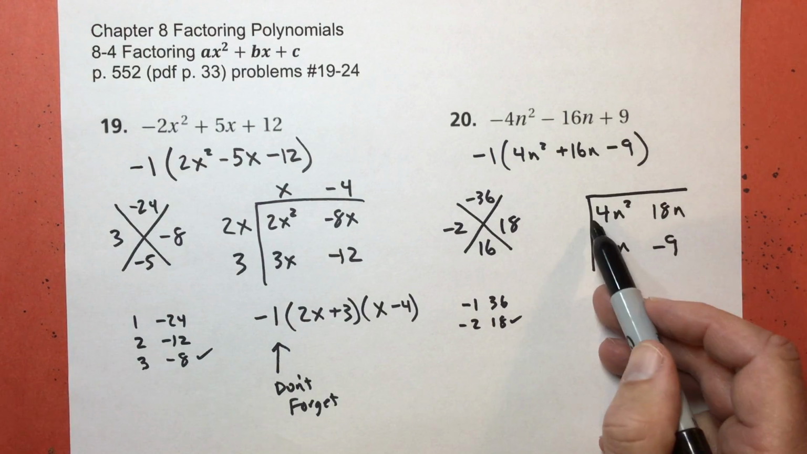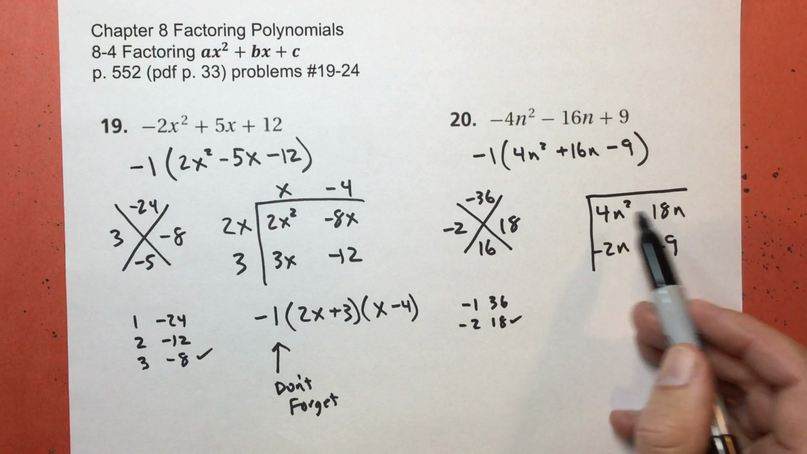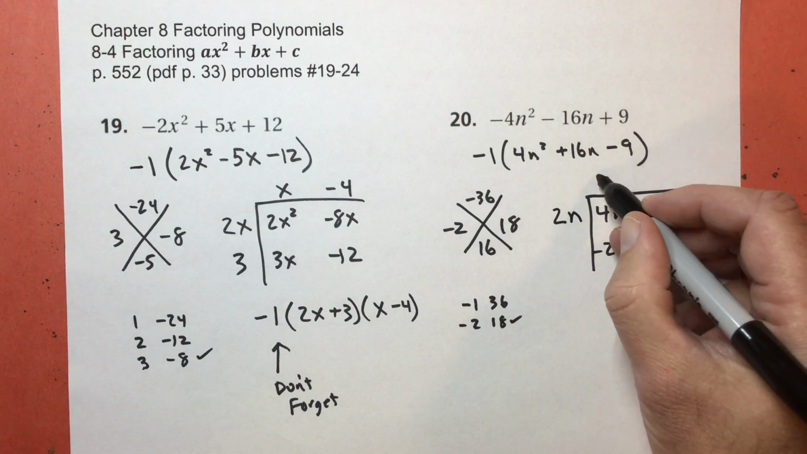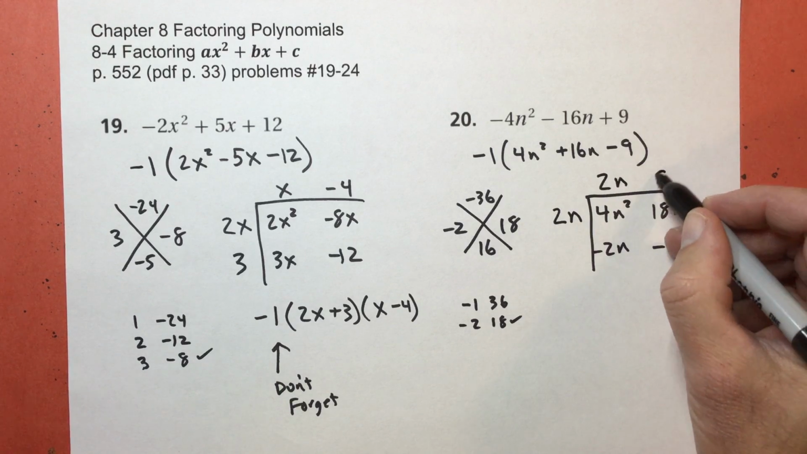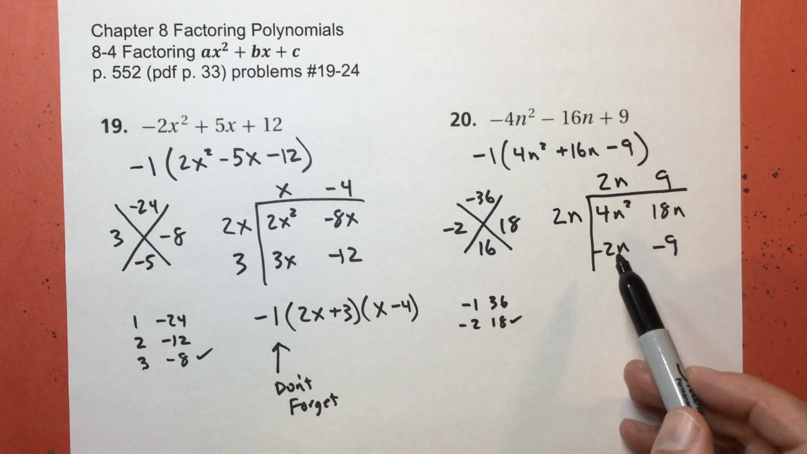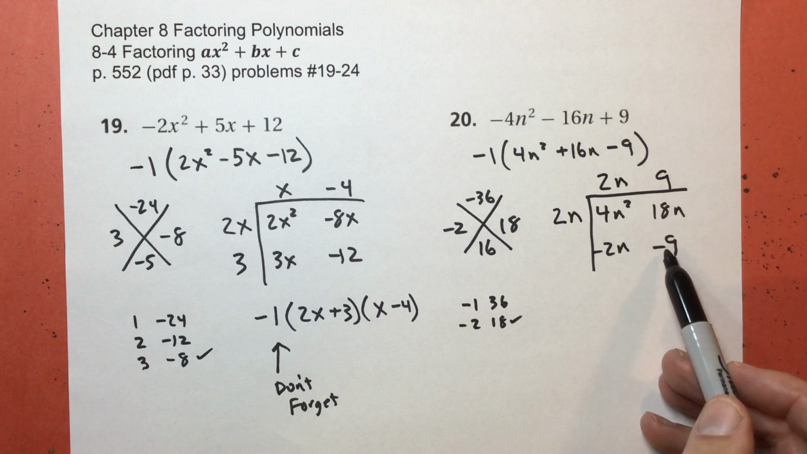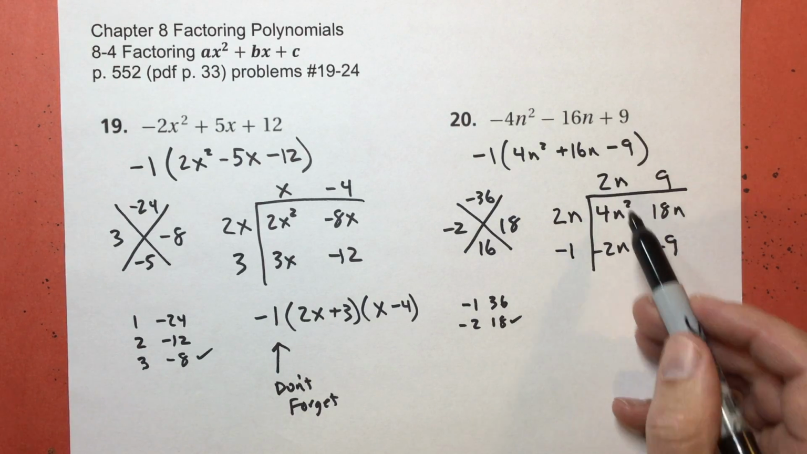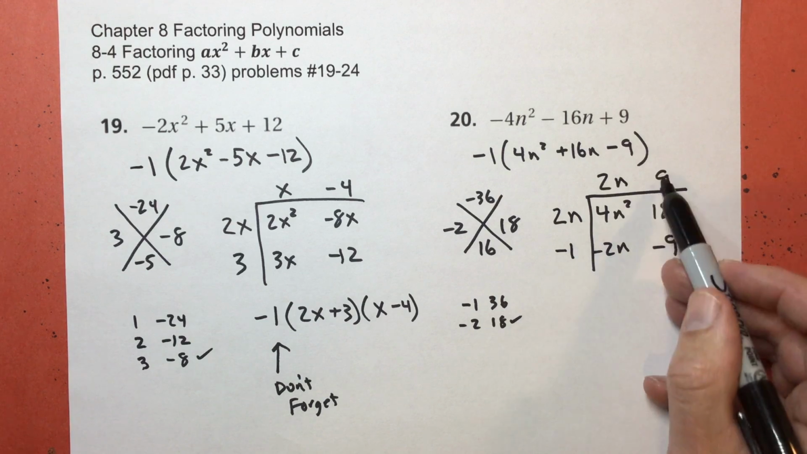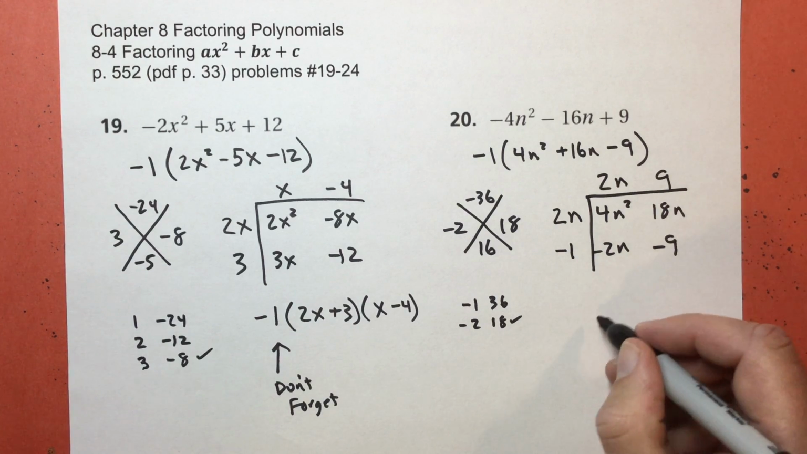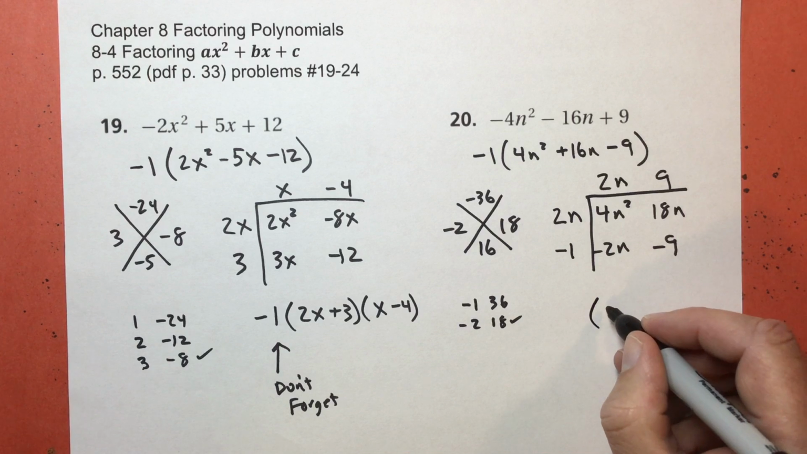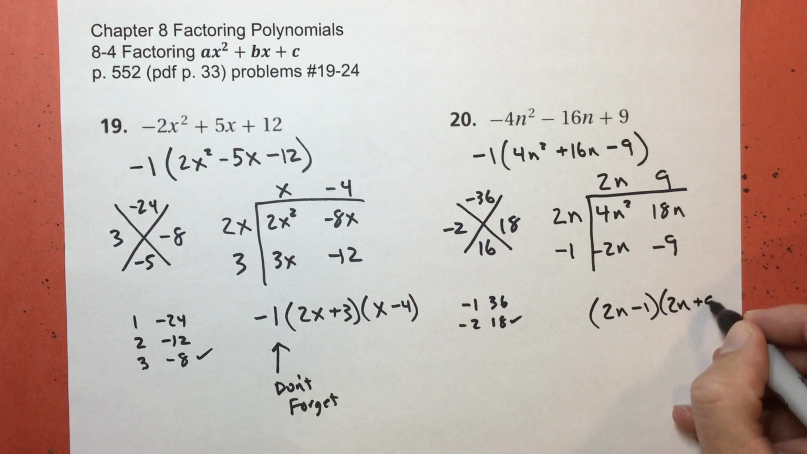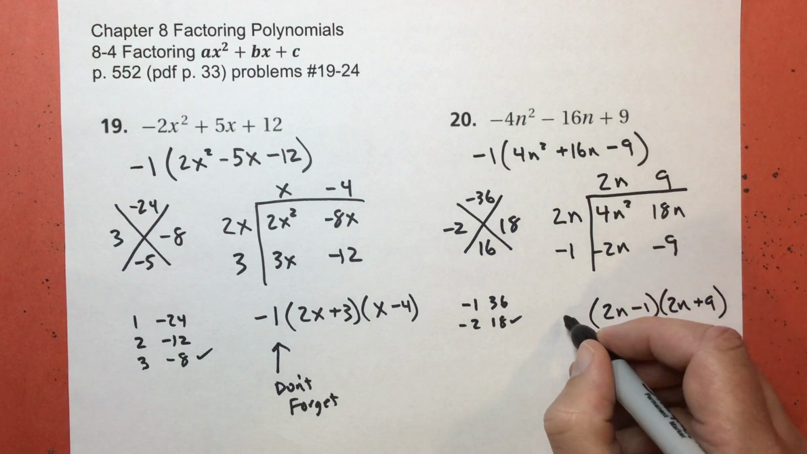Going to factor across the top row. This is 2 times 2, this is 2 times 9. Both of them have a 2 and an n. That leaves the other 2 times n, and that leaves a 9. -2n and -9, the common factor is -1. -1 times 2n is -2n, -1 times 9 is -9. So my factored form is 2n subtract 1 times 2n plus 9, but don't forget the -1.